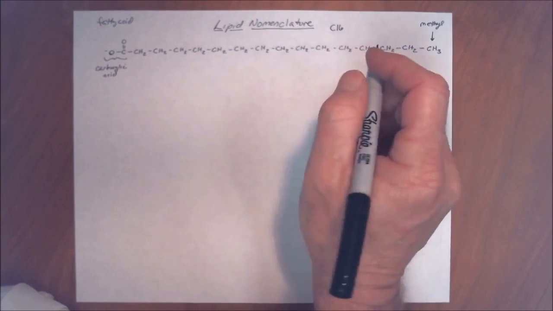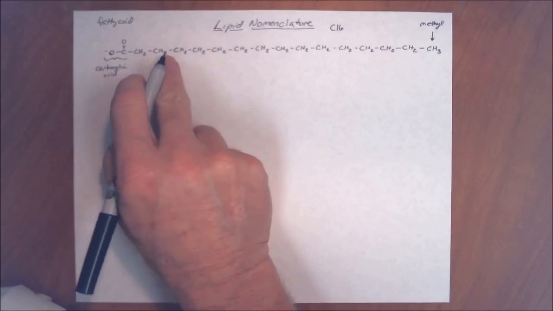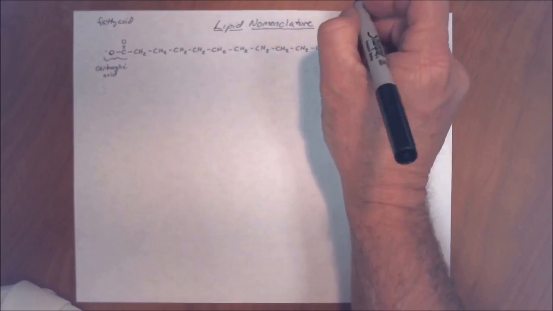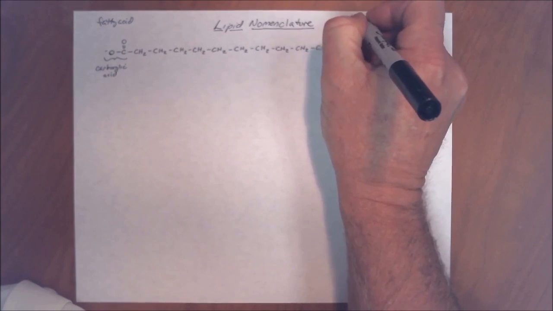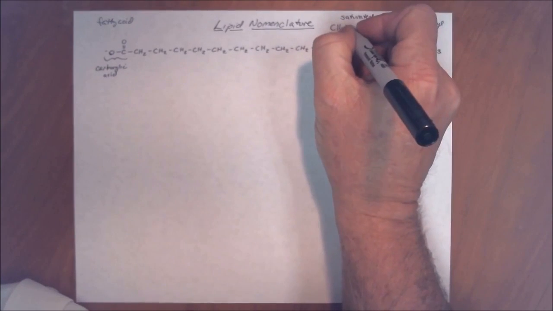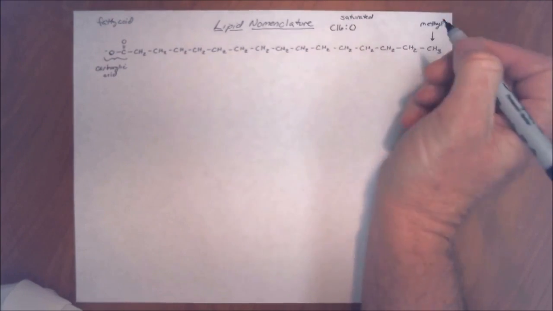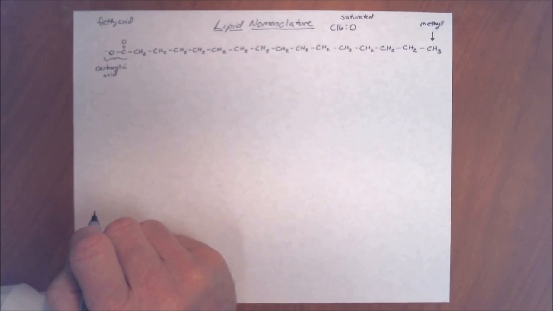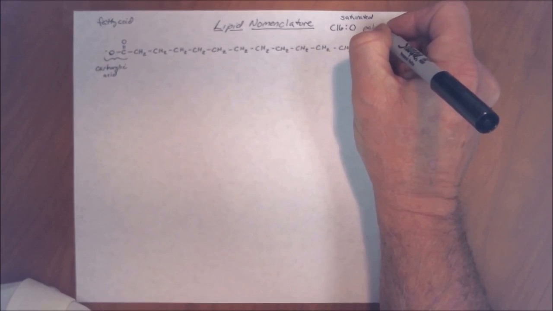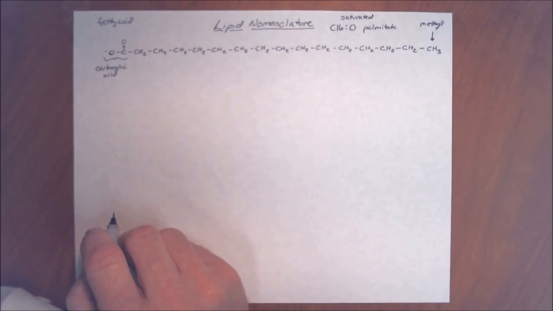Because it's 16 carbons long, we designate its name as C16. Because these are all single bonds, there are no double bonds in here. This is a fully saturated molecule. Saturated meaning no double bonds. We designate this as 16 colon 0, 0 indicating no double bonds. This particular fatty acid is called palmitate, and this is the most abundant fatty acid that we have.